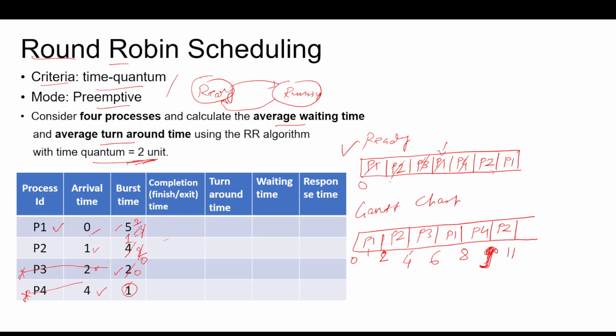That is why we are executing for 2 units. That means the P2 process is also done. Only one process is remaining. No new process has arrived in the ready queue. Only one is there, that is P1. So P1 will be executed for how much time?